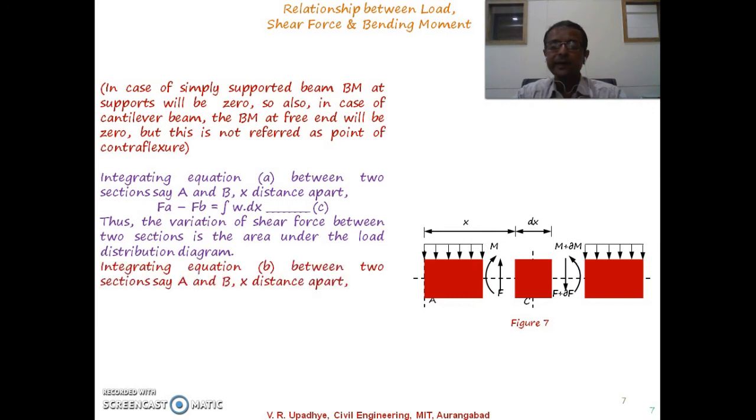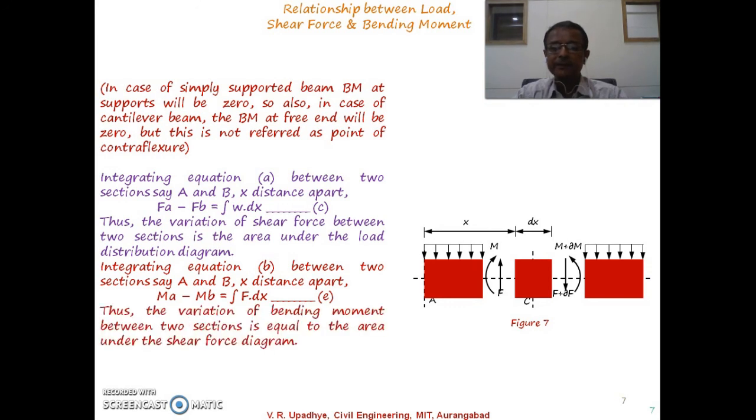Similarly, integrating equation B. In equation B, what we have written is F is equal to dM by dx. And if we consider between two sections A and B, then Ma minus Mb will be the integral of F dx. So the variation of bending moment between two sections is equal to the area under the shear force diagram.